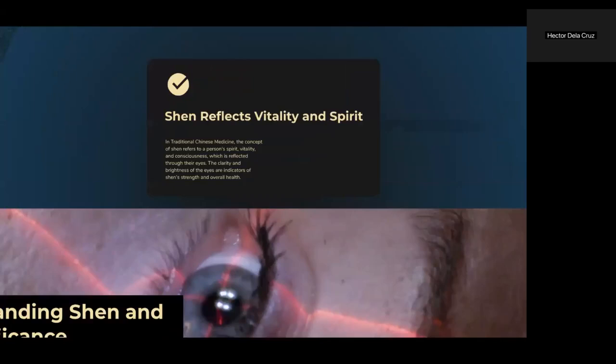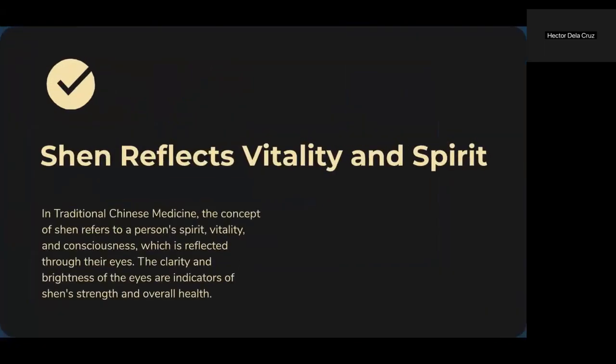Understanding Shen and its significance. In TCM, the concept of Shen refers to a person's vitality, spirit, and consciousness, which is reflected through their eyes. The clarity and brightness of the eyes are indicators of Shen's strength and overall health.